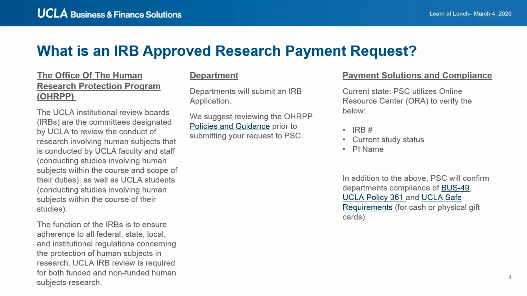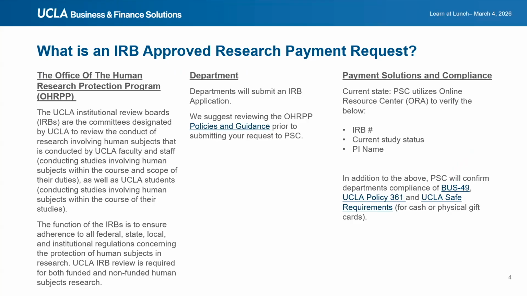What is an IRB approved research payment request? The Office of the Human Research Protection Program, OHRPP, and the UCLA Institutional Review Boards, which are the IRBs, are the committees designated by UCLA to review the conduct of research involving human subjects that is conducted by UCLA faculty and staff conducting studies involving human subjects within the course and scope of their duties, as well as UCLA students conducting studies involving human subjects within the course of their studies.